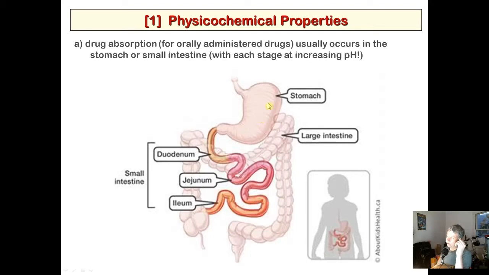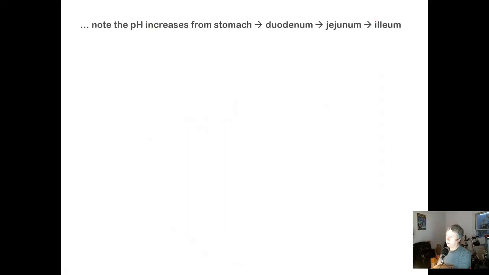So usually oral drugs are either absorbed in the stomach or in the small intestine. Usually, the stomach is actually not an ideal drug absorption location because the surface area is not very great, whereas the intestines have tons of surface area, so drugs can absorb more readily there. As I mentioned, the pH increases from the stomach to the duodenum, to the jejunum, into the ileum, and that's going to potentially affect our drug absorption also.